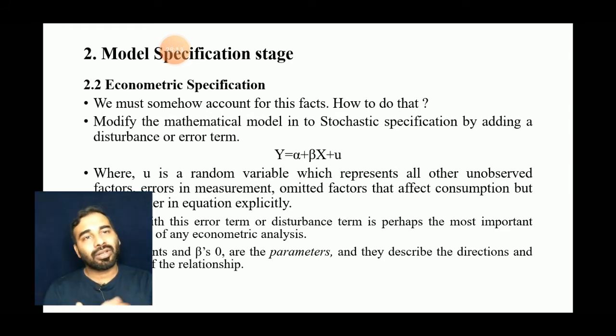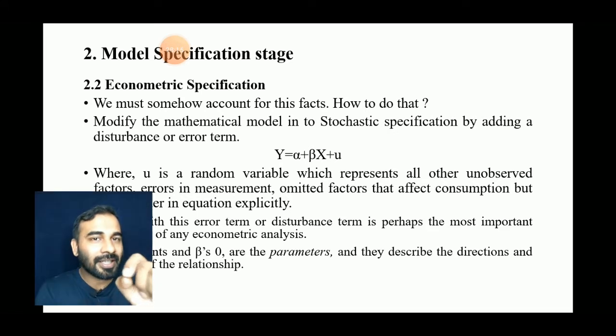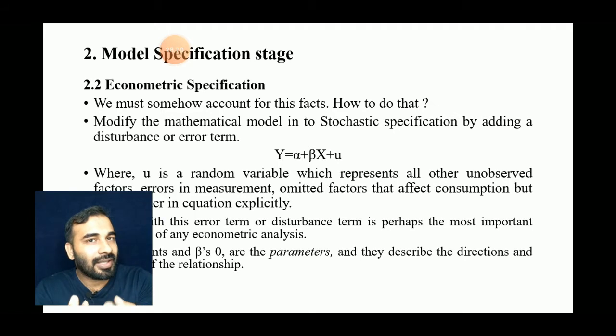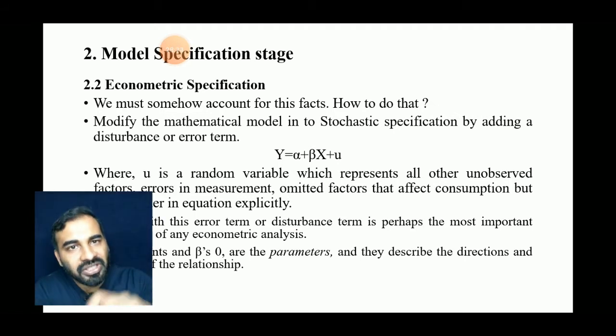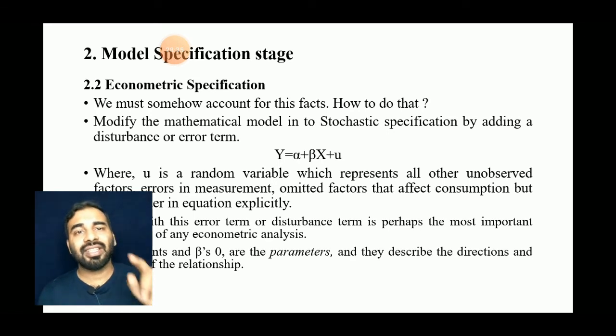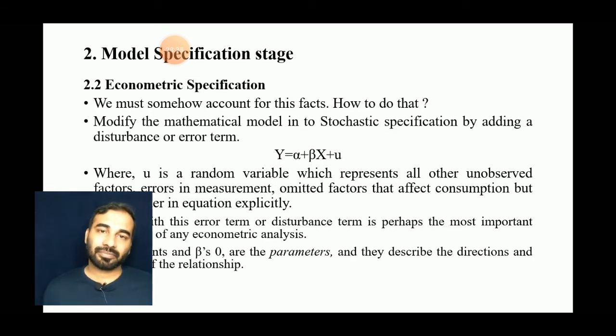Okay, so what do we do? Here comes the econometric model. Econometric model is an answer for this question. What is that? An econometrician would modify our equation, or our deterministic model, simply by adding a variable into that.